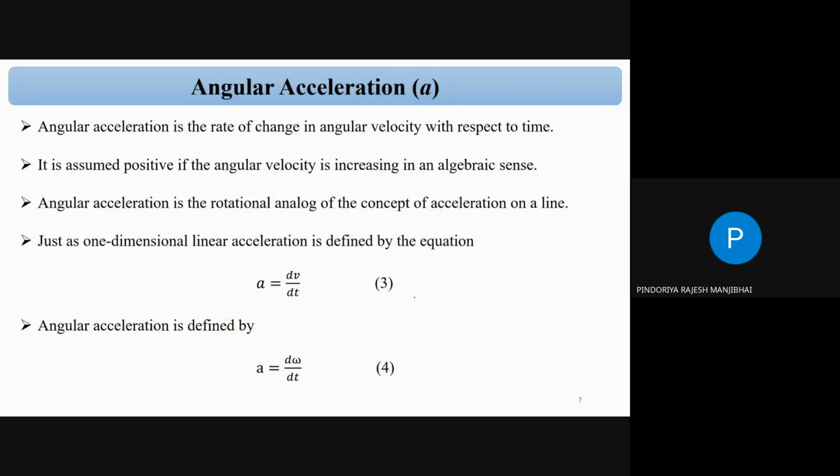Then angular acceleration, we can say it is a. Angular acceleration is the rate of change in angular velocity with respect to time. So we can say a equal to dv by dt. It is the angular acceleration. The notation of the acceleration is a small a.